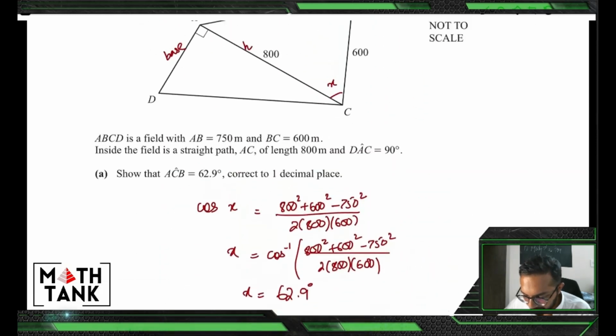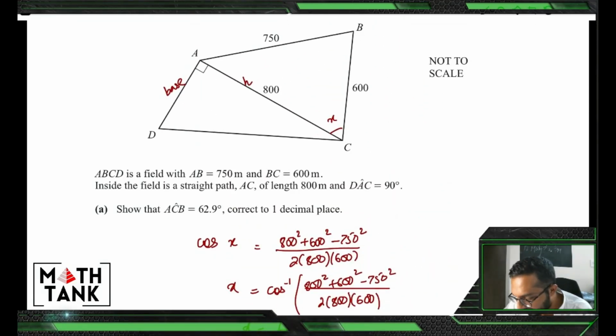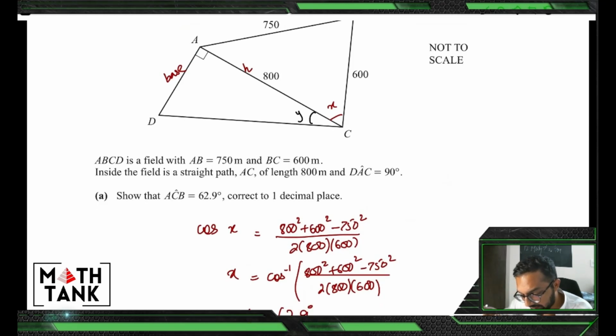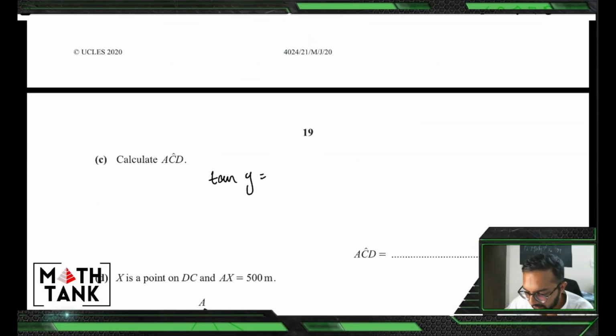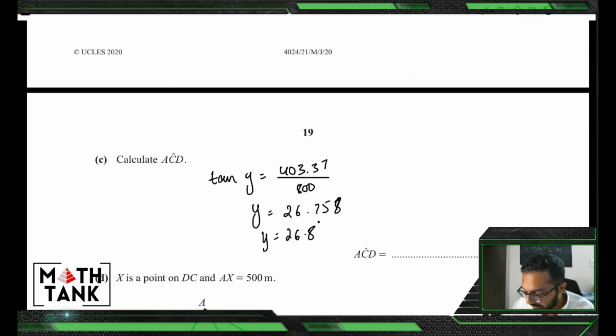Then it says calculate ACD. So I am asking you to calculate this angle. Let's call that Y. So I can just use the numbers that I just calculated, put it into tan, because I have the opposite and I have the hypotenuse. So tan inverse of 403.37 divided by 800. 26.757758 basically. So 26.8 degrees. Let's verify if that is indeed the correct answer.